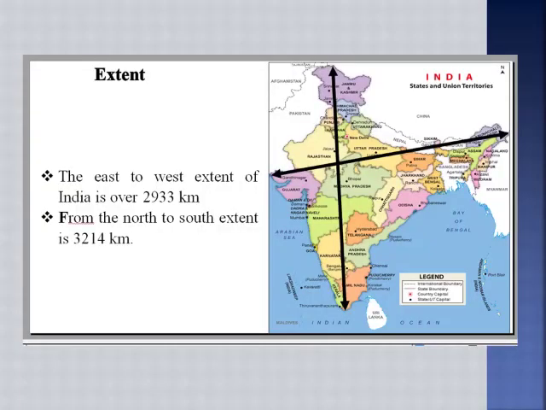The east to west extent of India is over 2,933 kilometers, and from north to south the total geographical area extends 3,214 kilometers.